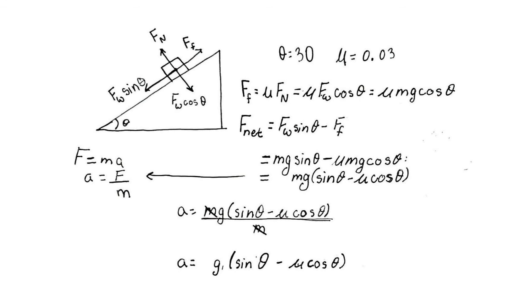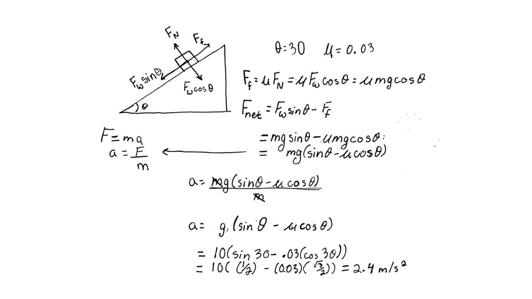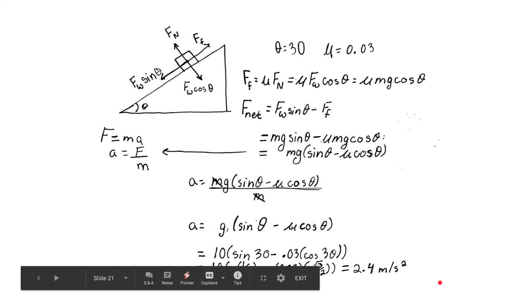Now all we have to do is plug in. So g is 10, sine of 30 and cosine of 30, and our mu is 0.03. We get 10 times 1/2 minus 0.03 times root 3 over 2, because that's our cosine of theta, and we get that that equals 2.4 meters per second squared.